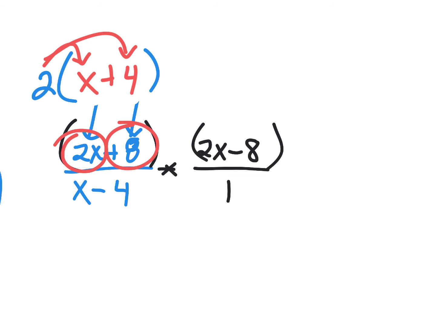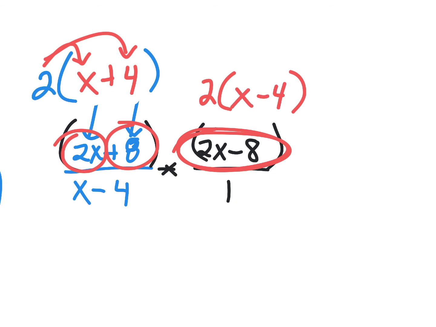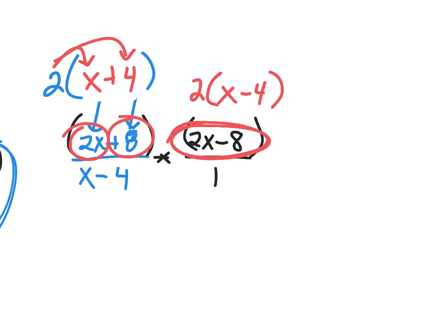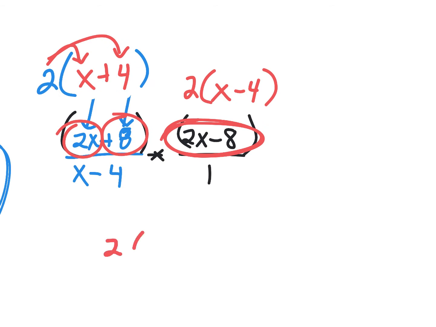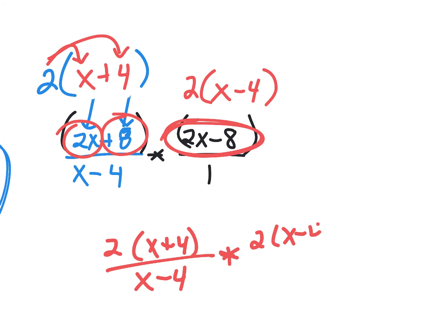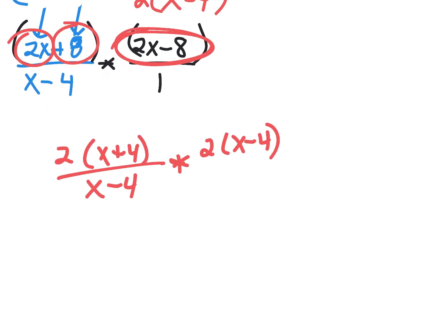And then let's factor this one. For Truckee, what goes into both of those? 2. So I put the 2 out there, and then what do I got? X minus 4. Yep. Now, I'm going to rewrite my problem because it got messy. 2x plus 4 over x minus 4 times 2x minus 4.